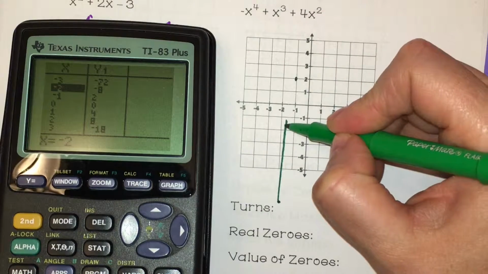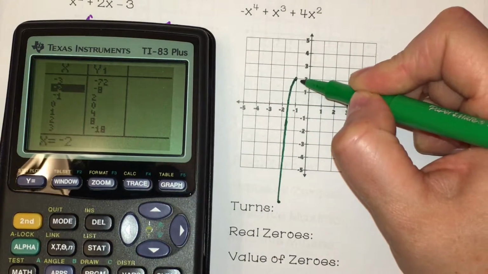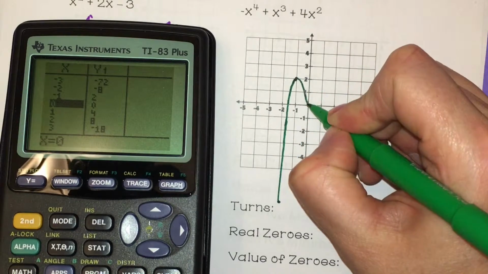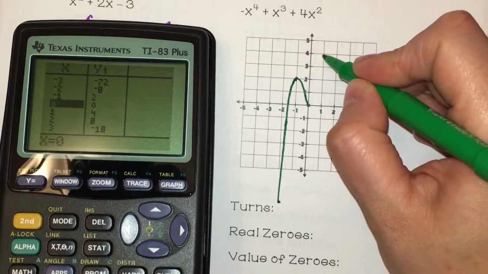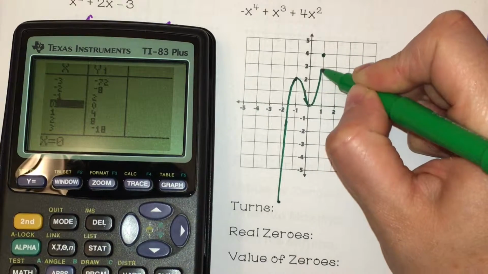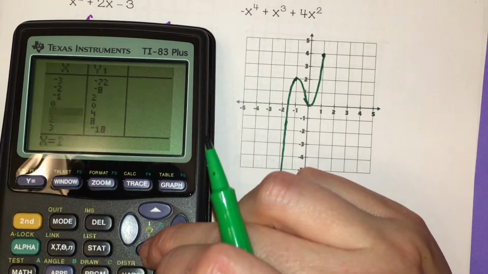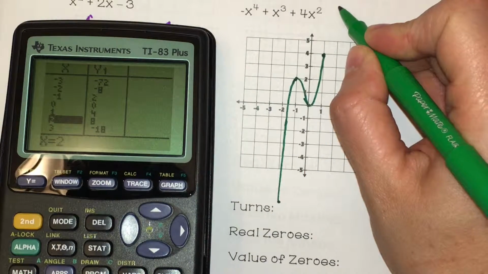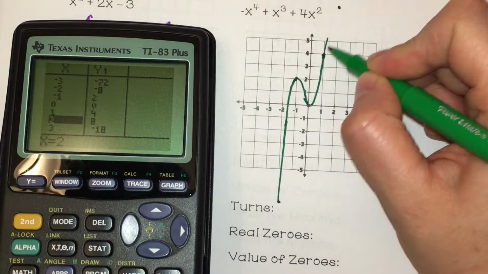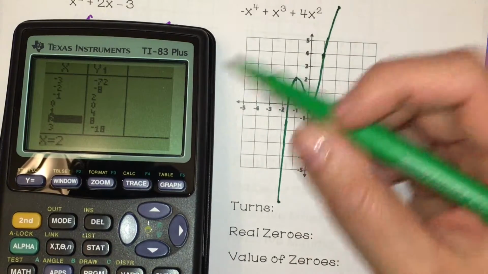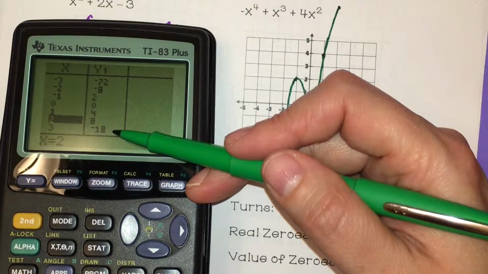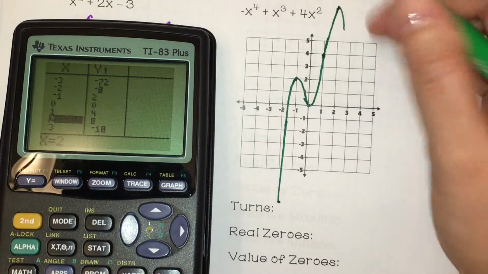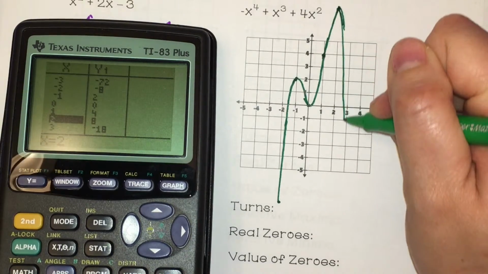I'm just going to start my graph. I know that was one of my turns. Let's see, when x is 0, y is 0, so it turns down here. When x is 1, y is 4, we have to go back up. When x is 2, y is 8, so I am going to draw that off my graph. It's approximately up there, but when x is 3, y is negative 18. That means that it flips down and goes way down off my graph.